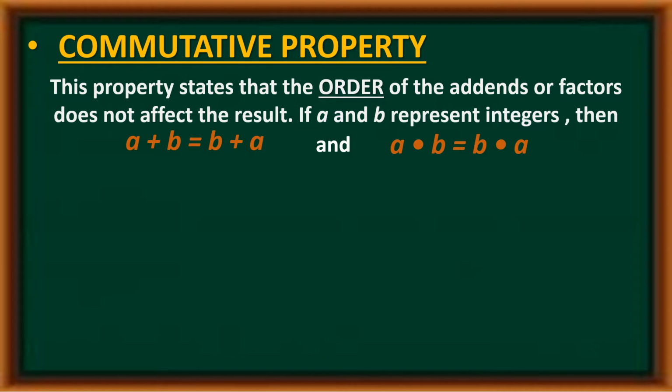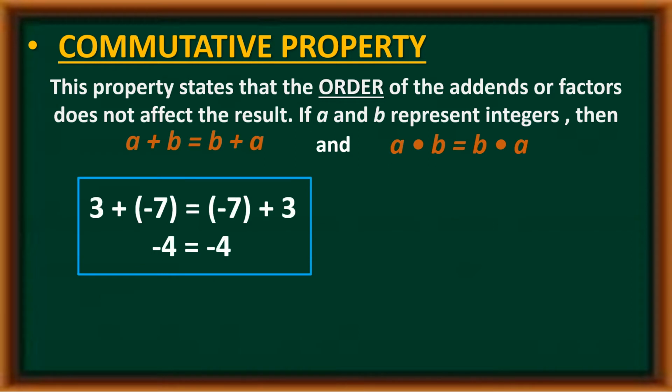Sa commutative property, kahit pagbalik na rin natin yung dalawang numbers na pinag-plus or pinag-times, we will still come up with the same answer. Example, we have 3 plus negative 7 is equal to negative 7 plus 3. So, yung sagot kay 3 plus negative 7 is negative 4, and the answer for negative 7 plus 3 is also negative 4. So, this is the commutative property of addition.